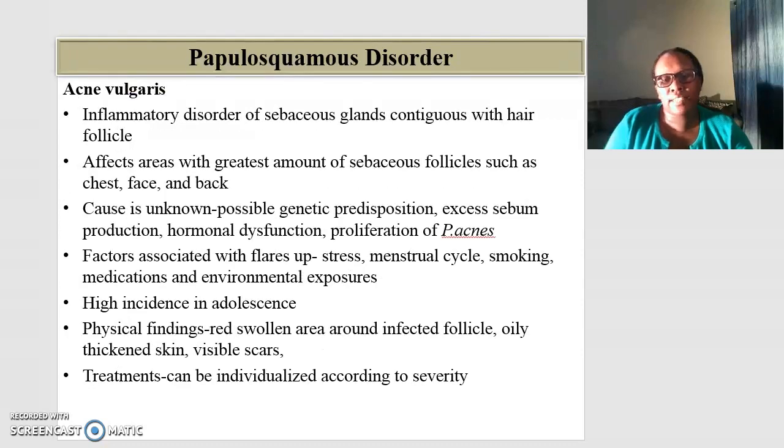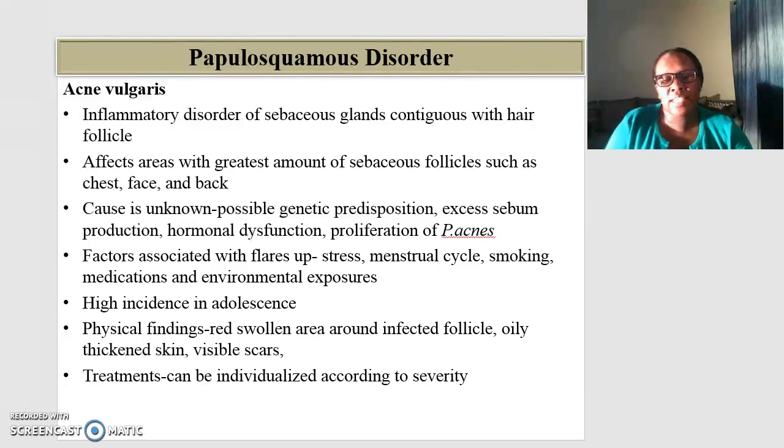Acne vulgaris. It is an inflammatory disease of the sebaceous glands, connected with the hair follicle, affecting areas with the greatest amount of sebaceous follicles such as the chest, face, and the back. The cause is unknown, possibly genetic predisposition, excess sebum production, hormonal dysfunction, and proliferation of P. acne. Factors associated with flare-ups are stress, menstrual cycle, smoking, medication, and environmental exposure.